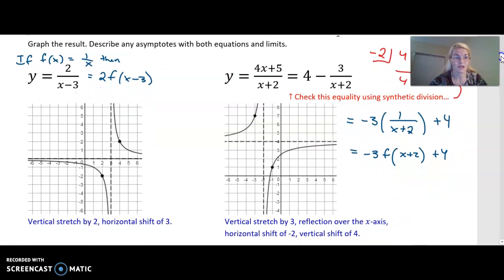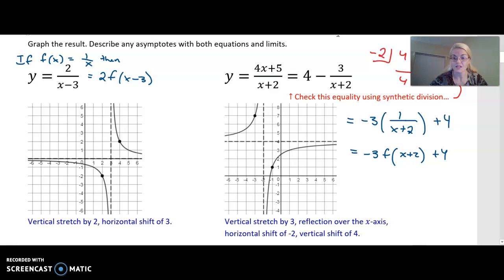So there's my graph, right? Shifted over 3 to the right, vertical stretch by 2. So instead of being over 1 up 1 from our intersecting asymptotes, I'm over 1 up 2, hence the stretch. Over 1 down 2 by the stretch, right?